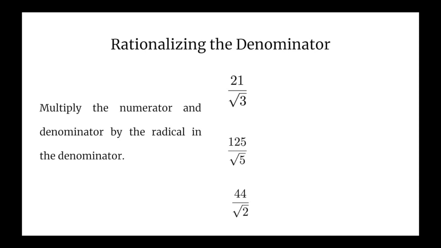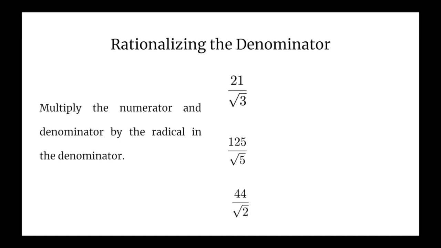Finally, we're going to talk about rationalizing the denominator. When we rationalize the denominator, we rewrite the expression so that the denominator is a rational number. We know that the square root of 3, or the square root of 5, or the square root of 2, these are not rational numbers. They cannot be written as a ratio of integers.